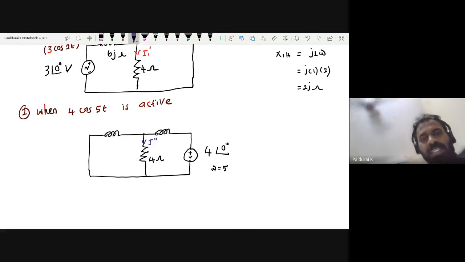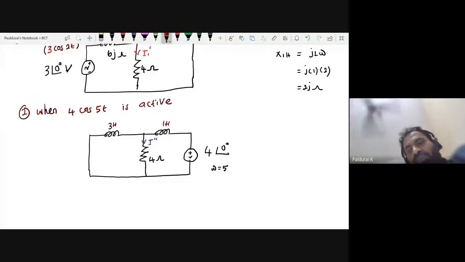Now this time what is the impedance, the reactance offered by 3 henry? 3 times 5. What's the value? 3 henry, this is 1 henry. What is the reactance offered by this 3 henry? 15j ohm. Here it is 5j. Okay. So this time find I1 double dash. Therefore my final I is given by I1 dash plus I1 double dash.